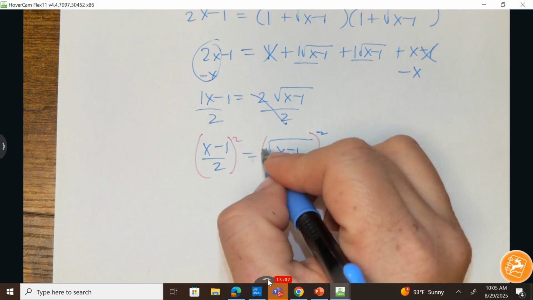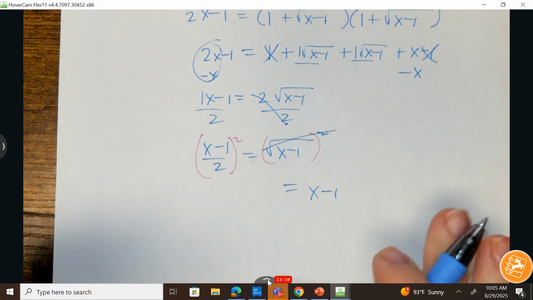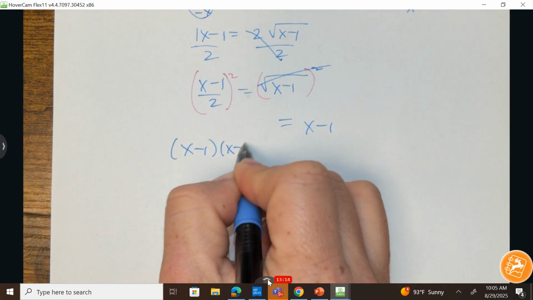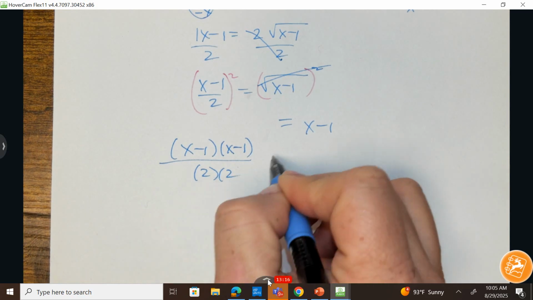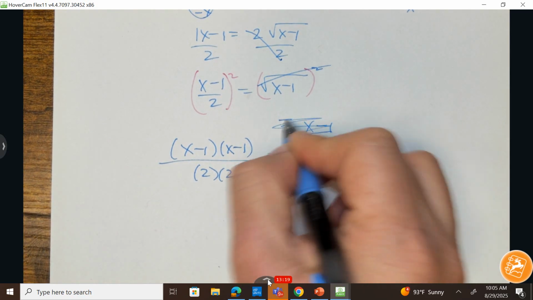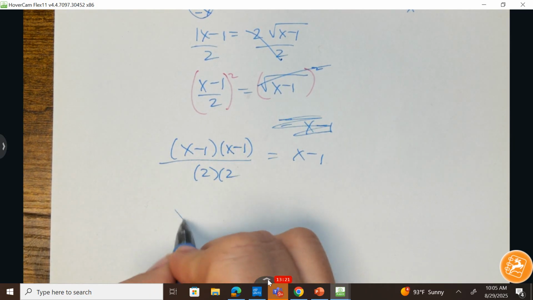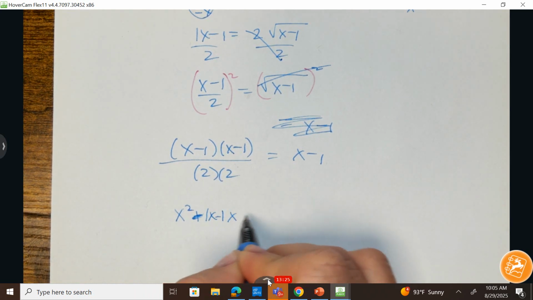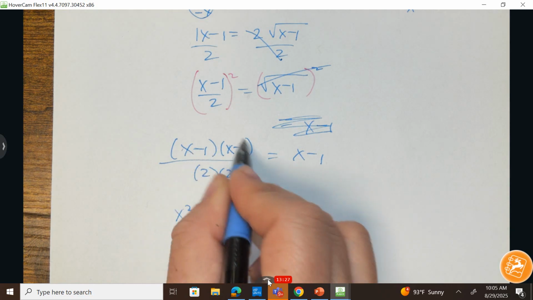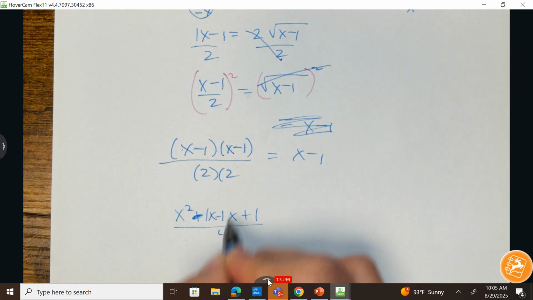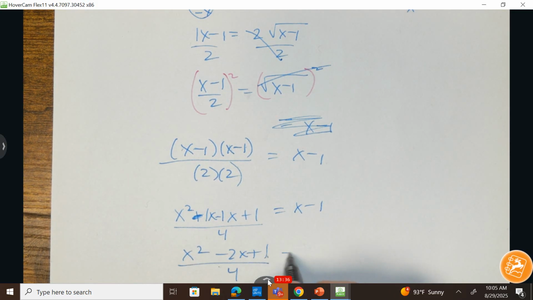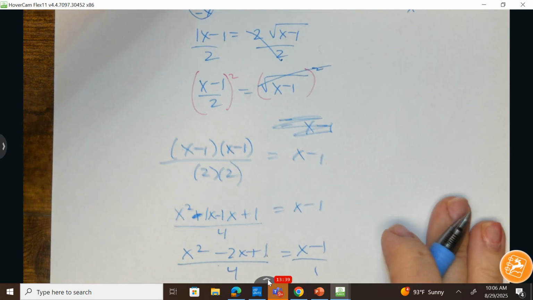And what does that mean? Well, on the right-hand side, I'm left with x minus 1. Now, on the left-hand side, I'm going to write this twice. Now, I'm going to move that down just a little further. So let's FOIL the top. Front, outside, inside, last, all over 4. When I combine like terms, I have x squared minus 2x plus 1 over 4. Remember, you can put 1 on the bottom of everything.